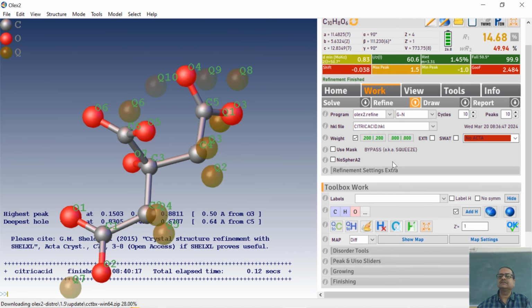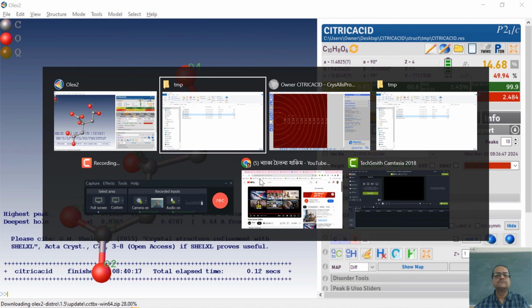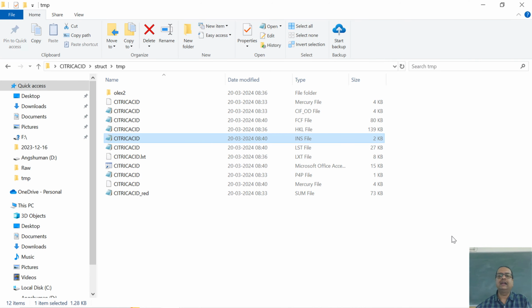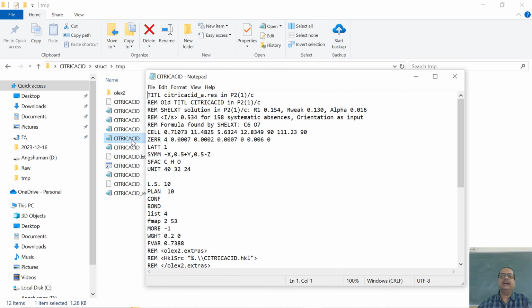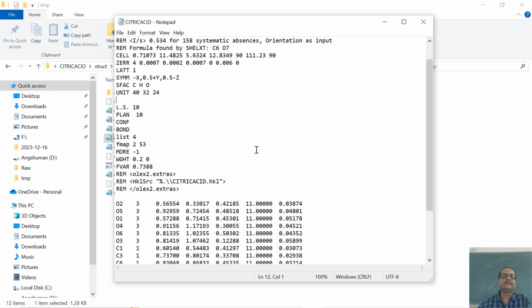So now in this condition, before going into anything further, I want you to look at this folder. So now you see a lot of files have been generated, right? The INS file has now become a bigger file. The INS file has the same structure factor information which we have not modified.